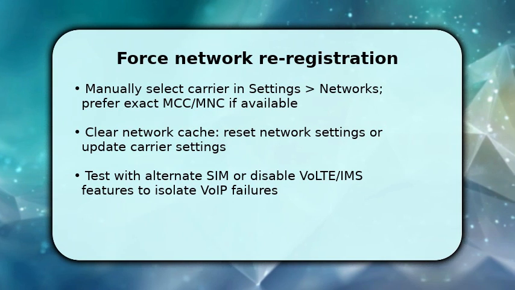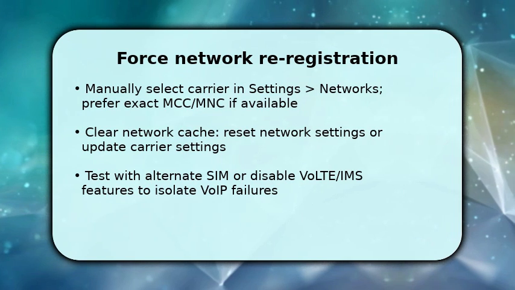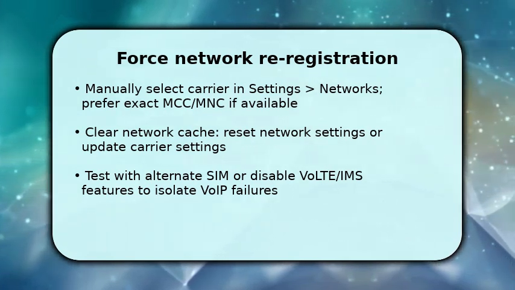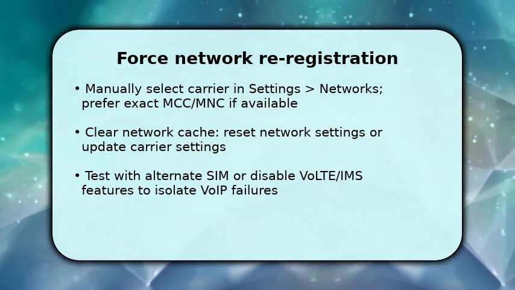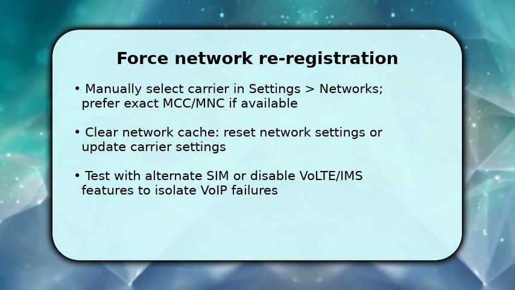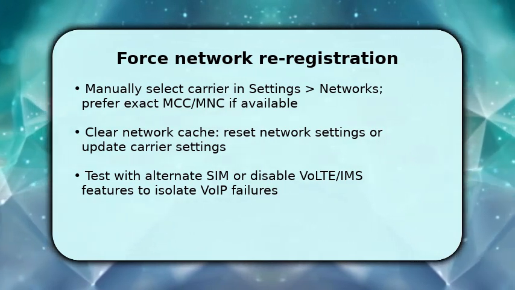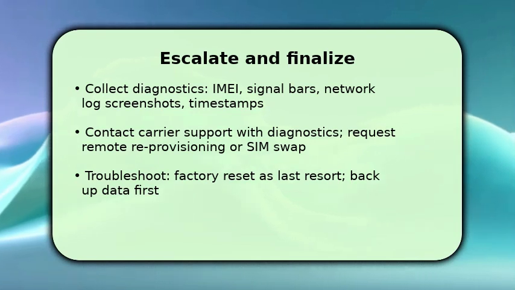Reset network settings to clear corrupted caches and install any carrier updates to restore registration. If voice over LTE or IMS features are enabled, temporarily disable them to test legacy voice routing. Then try an alternate SIM to determine whether the problem is the device or the carrier provisioning. Finally, complete the recovery and have a clear escalation path.